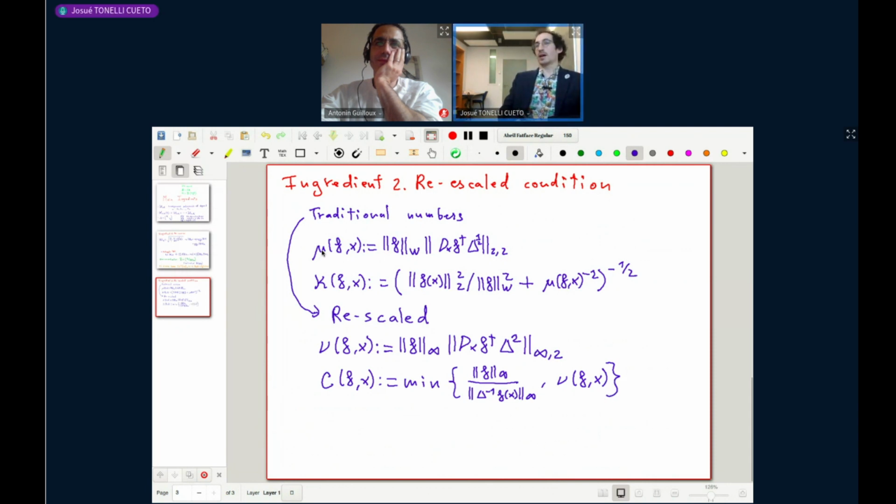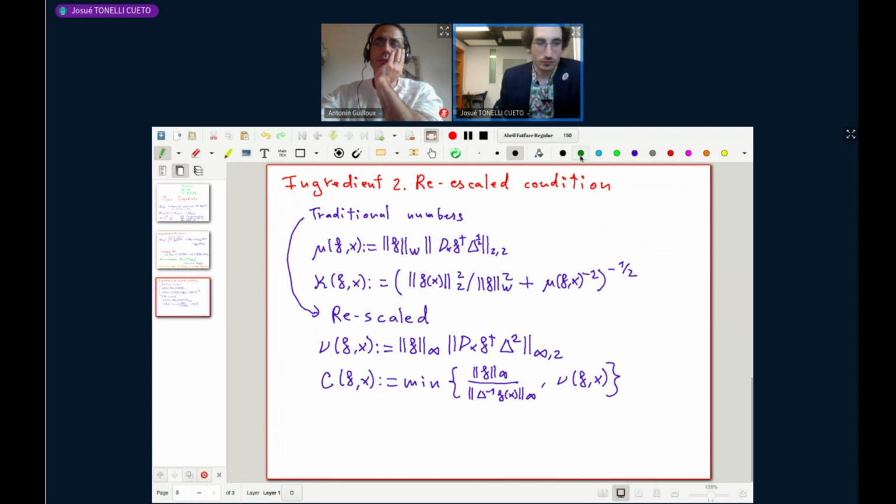So where before I had mu, now I will have nu. Where before I had kappa, now I have this C. You can convince yourself that this is more or less this here, where I'm using the L2 norm, here I'm using the infinity norm. That's it. And then I'm adding weird scalings with delta.